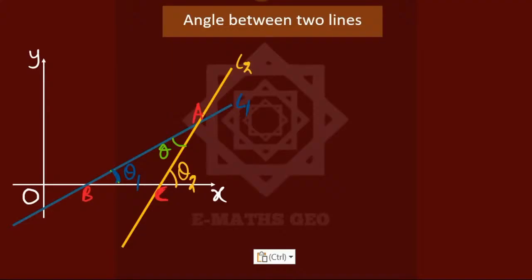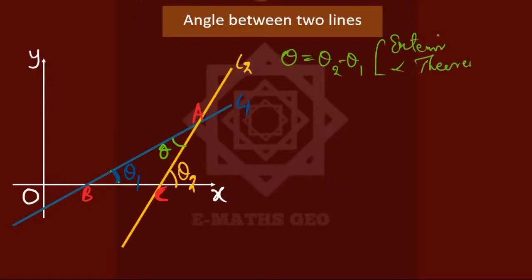From our basic geometry, we know that theta will now be theta2 minus theta1, by the exterior angle theorem. The sum of the remote interior angles equals the exterior angle. If you sum this, it gives you that. So theta is now this minus that.